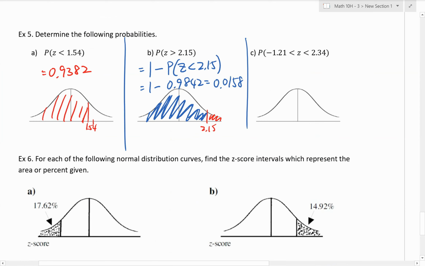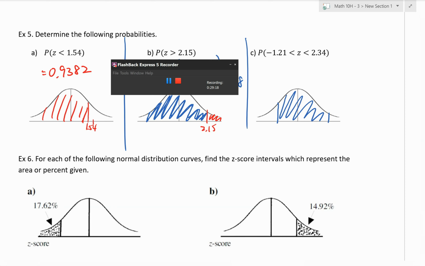The last one. We're looking at in between. Negative 1.21 is somewhere here, and 2.34 is somewhere here. So we're looking for this area. I'll pause the video, you think about it. Hopefully you got it. If you didn't, that's okay.